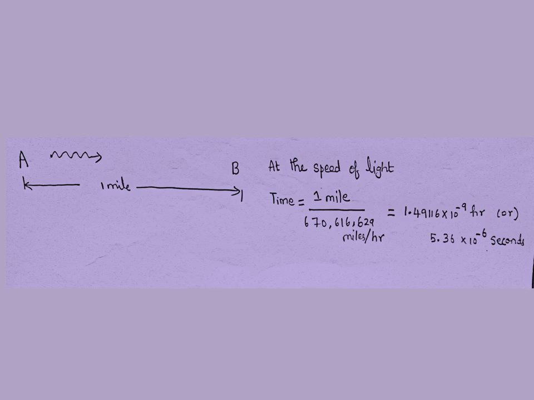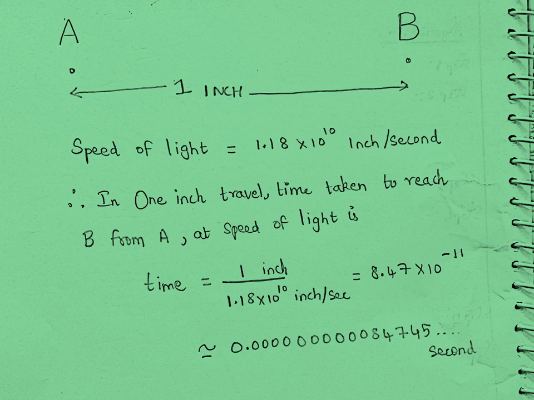The next case is out of a thought experiment. Let us consider A to B. This is not to travel from house to library, just another thought experiment. Consider 2 points A and B. The distance between the points is 1 inch. The speed of light converted in terms of inches is 1.18 × 10^10 inches per second. In 1 inch of travel, the time taken for the photon to reach B from A at the speed of light is 8.47 × 10^-11 seconds, that is 0.000000000084745 seconds. This is absolutely low. So when the distance remains constant and we increase the speed, time reduces.